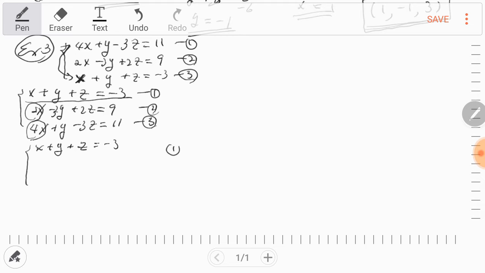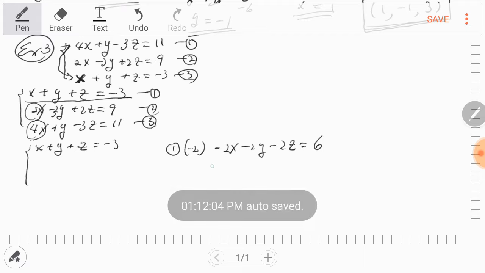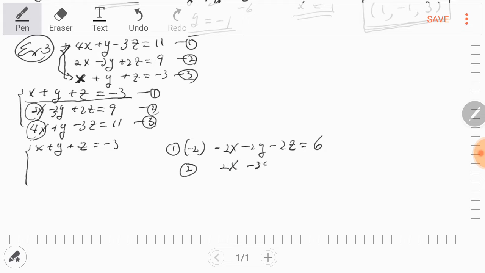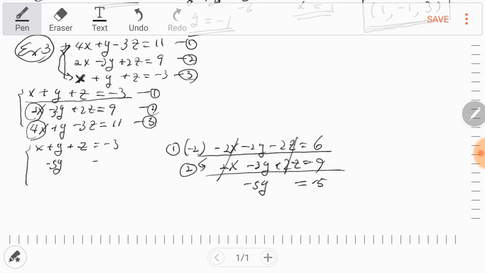I will multiply the first equation by -2 so that the coefficient of x will be -2. So -2x minus 2y minus 2z equals +6. And then I will add this equation to the second equation. The second equation is 2x minus 3y plus 2z equals 9. So multiply the first equation by some number, and that number is the opposite of the coefficient of x in the second equation. And then add the multiplied equation to the second equation. Then the x term cancels out. The y term is -5y, and the z term cancels out, and this is equal to 15. So write this one in the second equation: -5y equals 15.